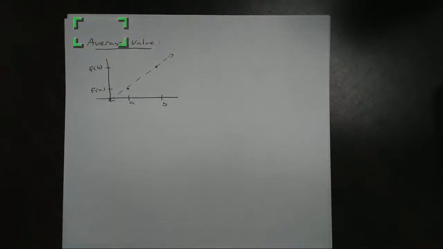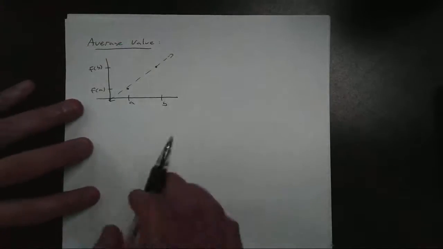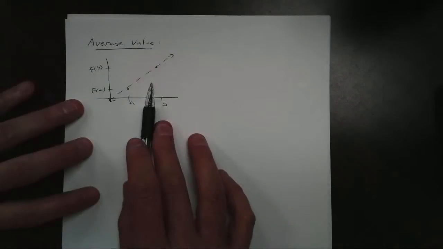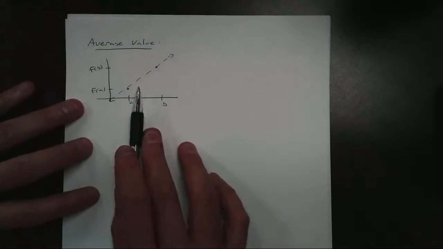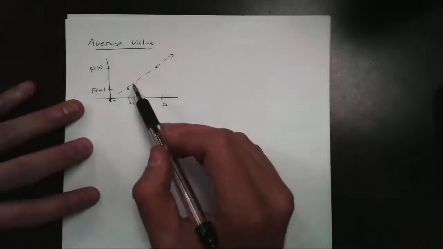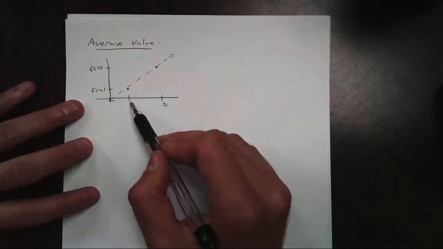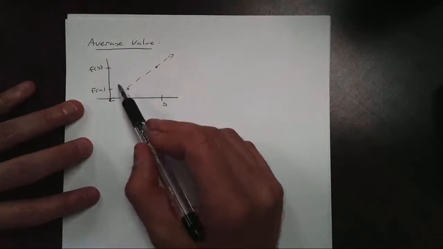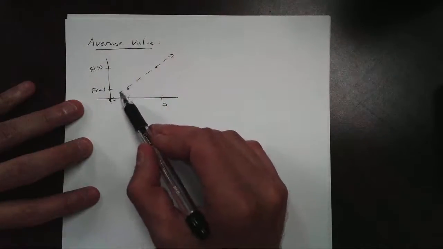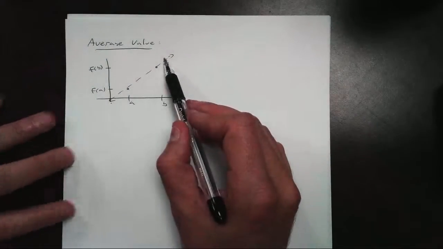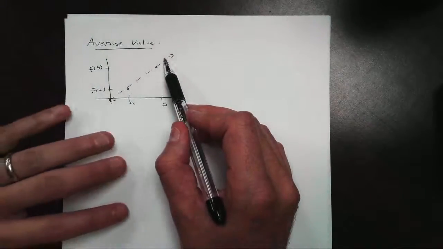Hello. Today we're going to be taking a look at average value. Now, you're going to notice some similarities between average value and MVT today, hopefully. To begin with, let's start off with the function here between a and b, and f of a, f of b. Okay, so we're going to draw our secant line here, which we'll come back to in just a second.